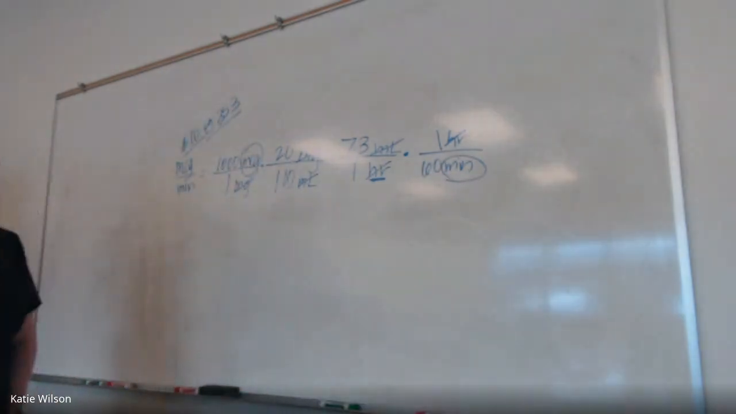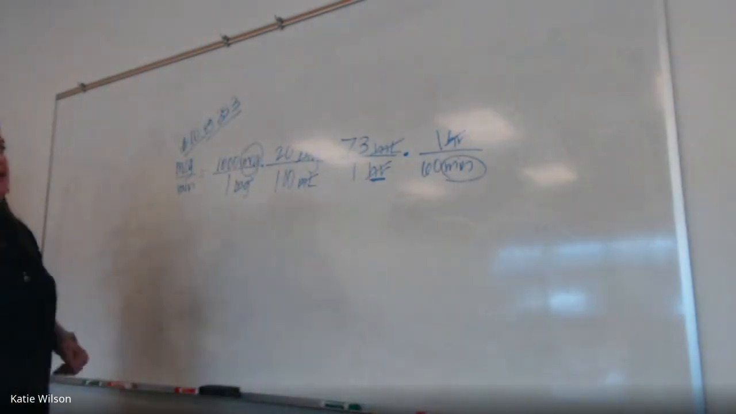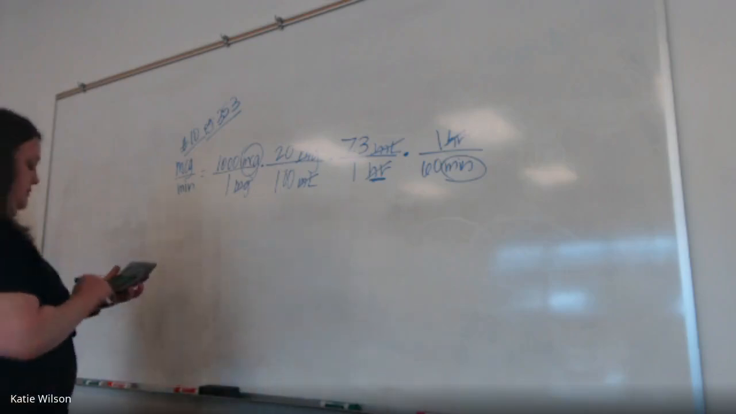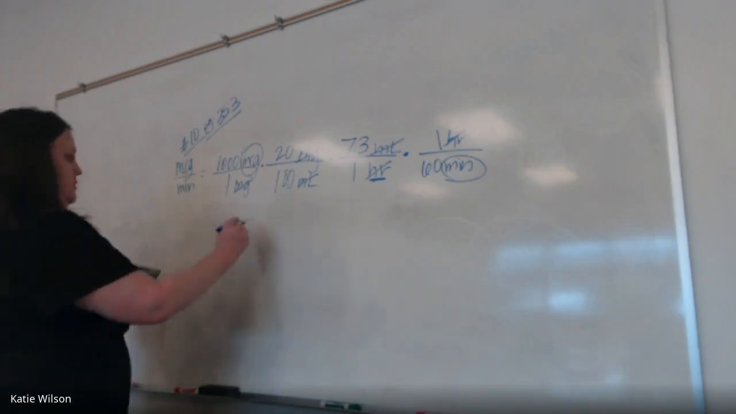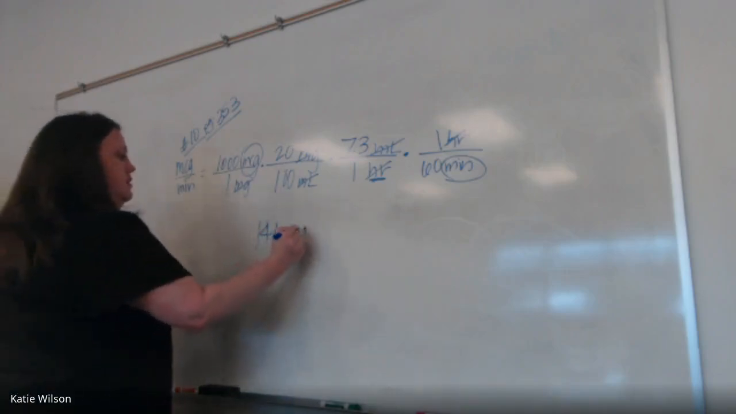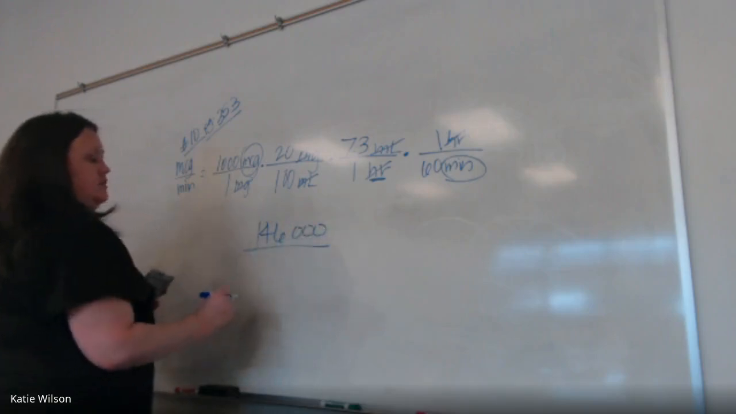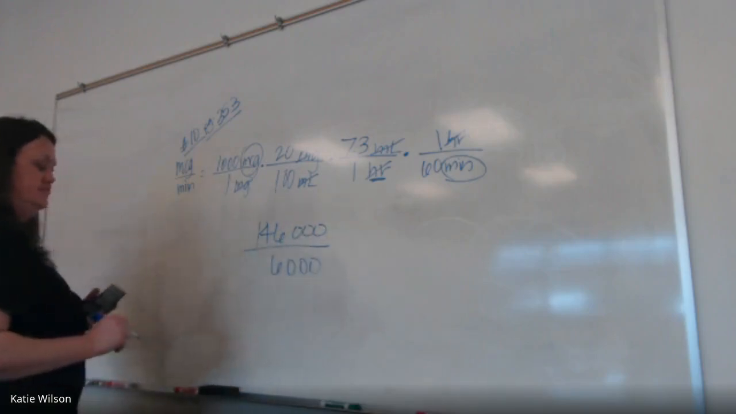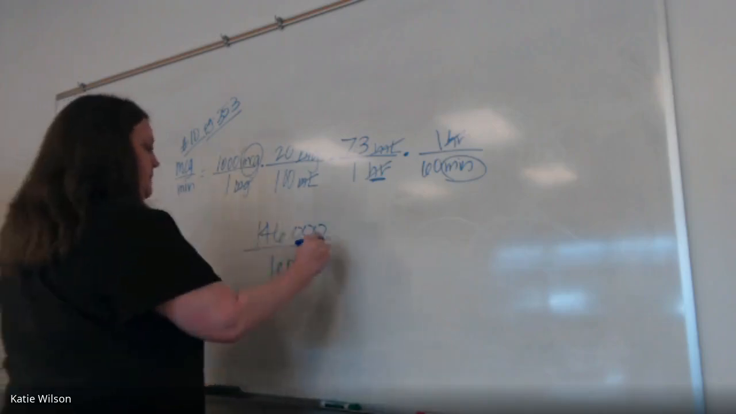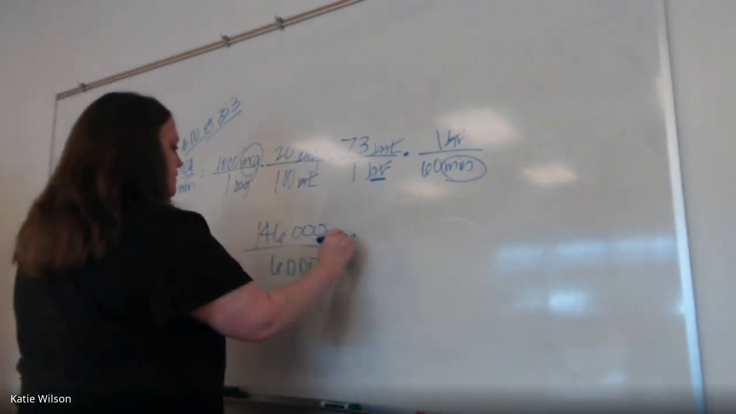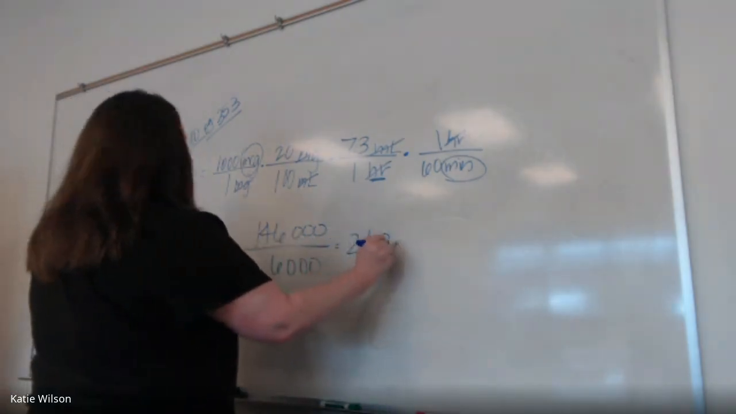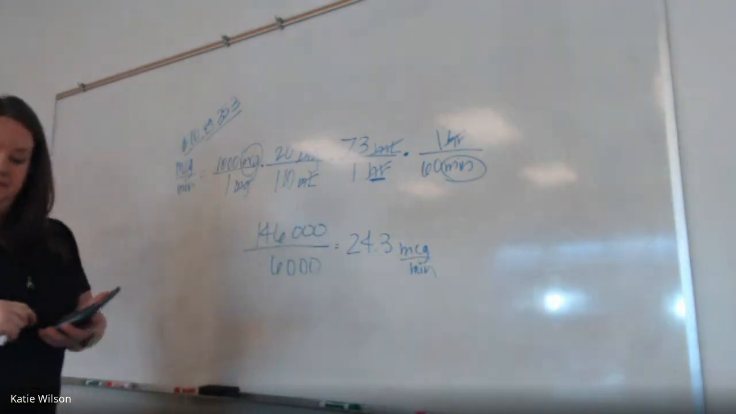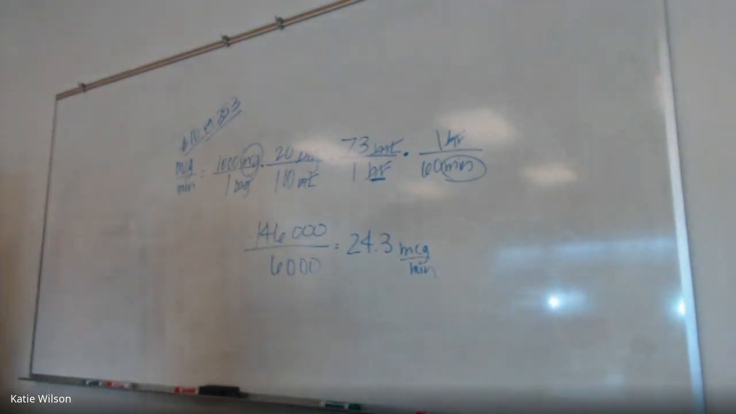Everyone get that far? Great. So 1,000 times 20 times 7.3 times 1 is what? And that is over 6,000. So what's your answer? 24.3. That's correct.